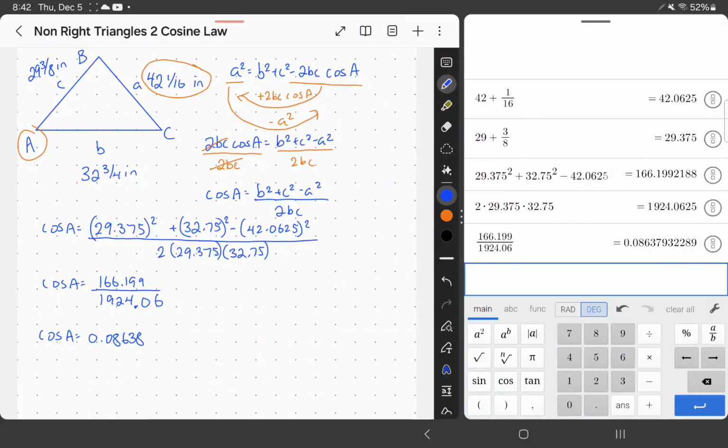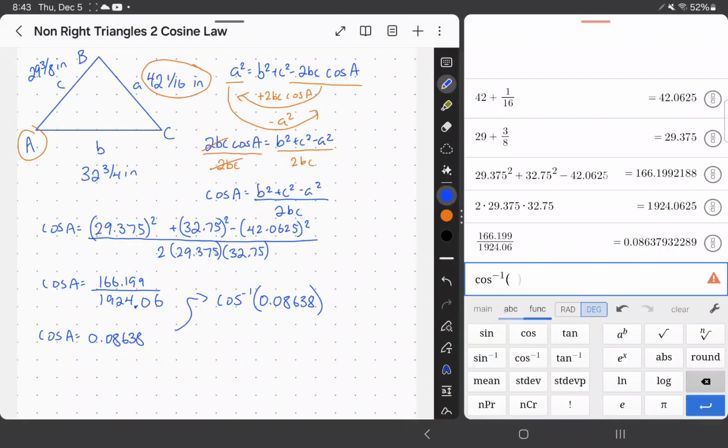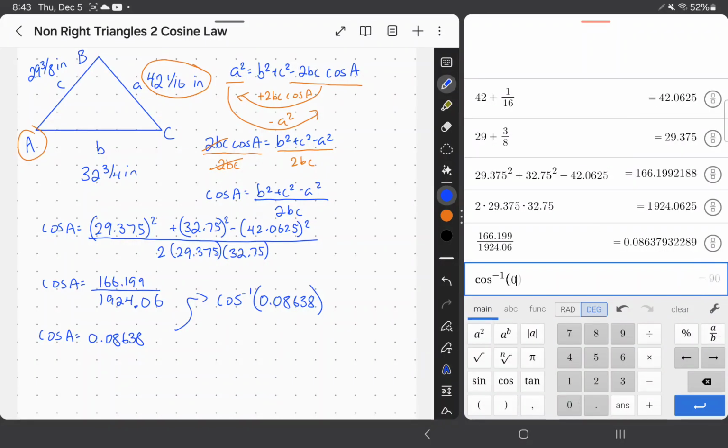So this is what I want to put into the calculator. I'm going to do that here just to save some space. So shift cosine, or cosine inverse, cos to the -1 of 0.08638. So I'm going to find that cosine inverse of 0.08638. So this looks like it's an 85-degree angle. I'm going to put 85.0. I'll take 1 decimal point.